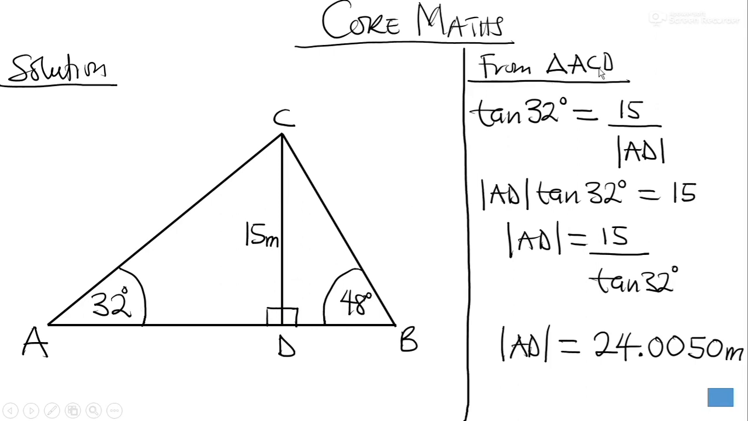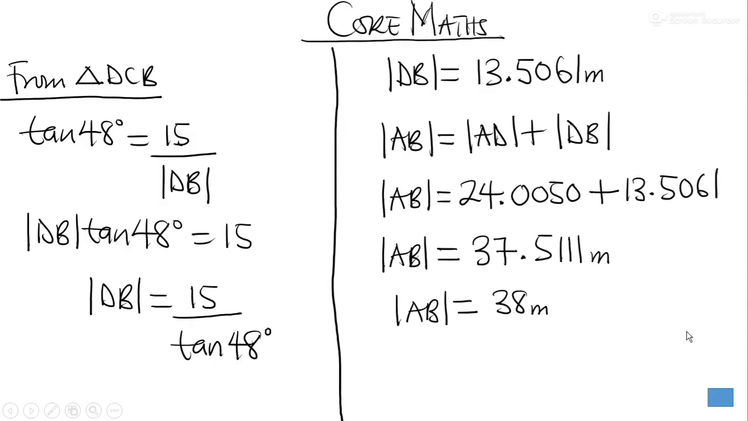So from triangle ACD, tan 32 degrees will be equal to 15 on AD. So making AD the subject, AD will be equal to 15 on tan 32 degrees. And with the help of the calculator, AD will be giving us 24.0050 meters. So we now have AD. It's left with DB. So let's look at how to get DB.